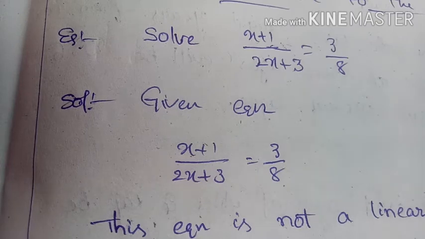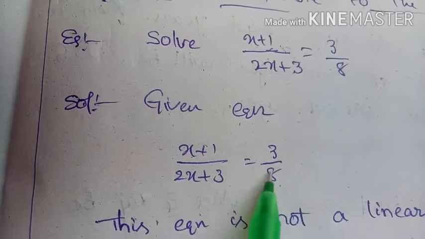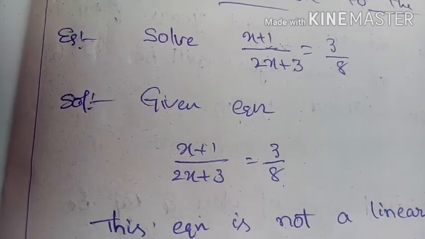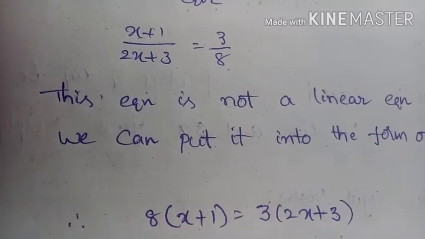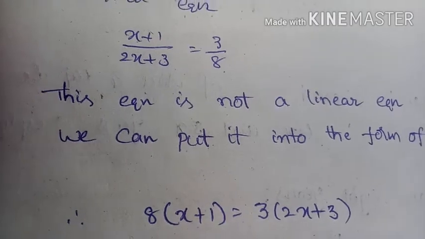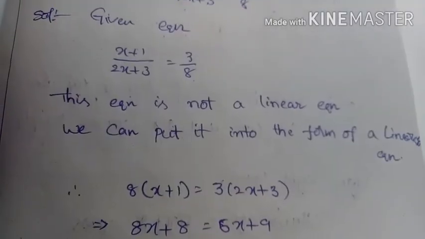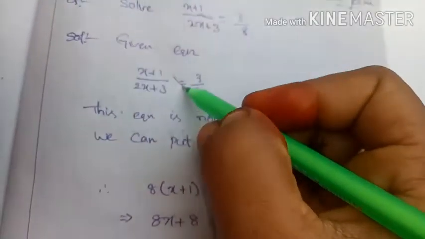Yes or no? So listen, the given equation is (x plus 1) by (2x plus 3) is equal to 3 by 8. This is not a linear equation. So we can put it into the form of a linear equation. How can you put it into that form? Just cross multiplication.